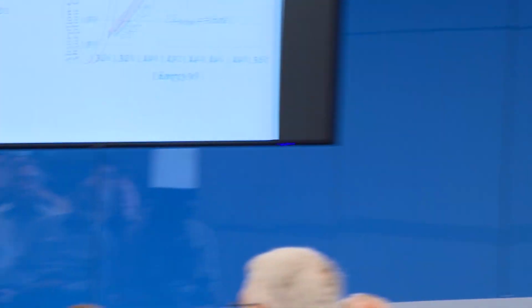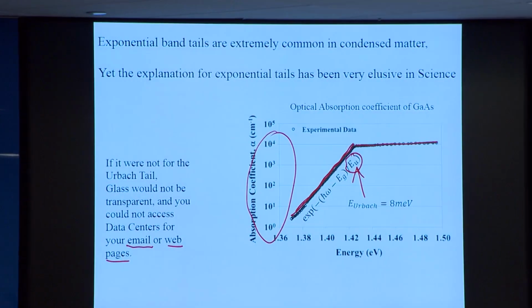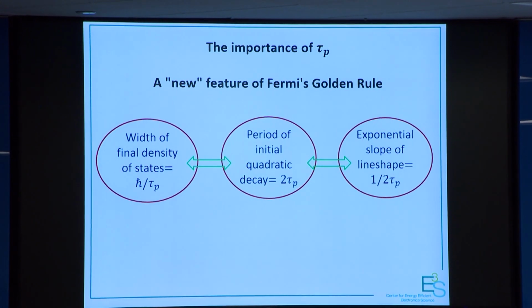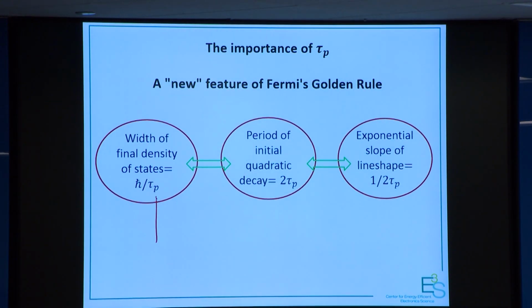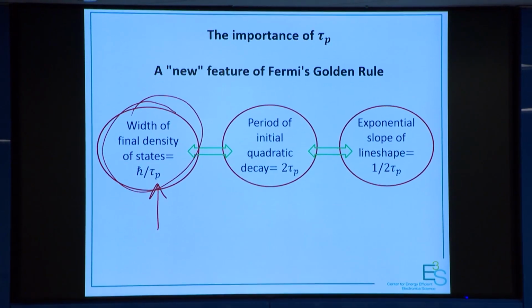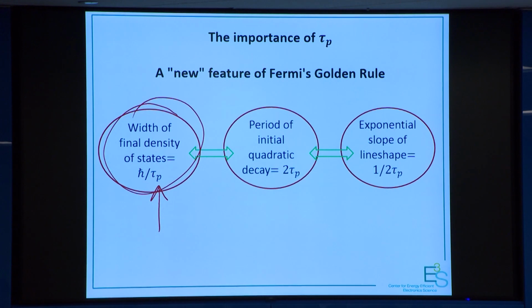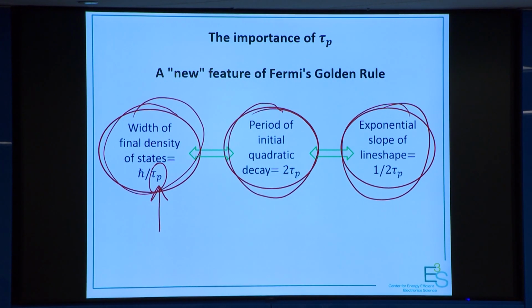And now, if you come up with a theory, it better work for glass, which is a totally amorphous material, and work for gallium arsenide, which is a crystalline material. You're going to have a tough time coming up with one model for both. But this simple idea of correcting some of the approximations in Fermi's golden rule seems to resolve this issue. In this slide, I think there are too many words, but basically it says this is the width of our heavy metal. The bandwidth of our heavy metal is related to tau p, and this controls the initial period of quadratic decay, which finally gives us the exponential line shape. So this is the new feature of Fermi's golden rule coming in.